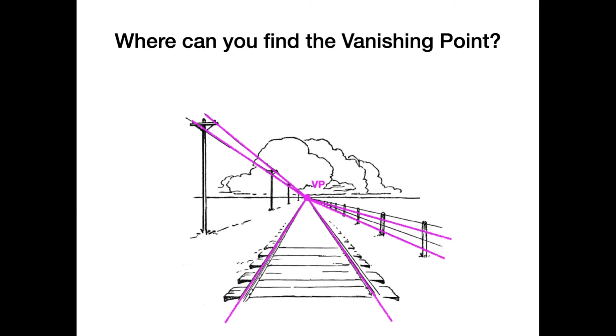Where can you find the vanishing point? The vanishing point is always on the horizon. Now, there are some exceptions to this rule, which I will talk about later, but for now, I want you to remember that when you are trying to figure out where to put your vanishing point, it will be somewhere on the horizon.